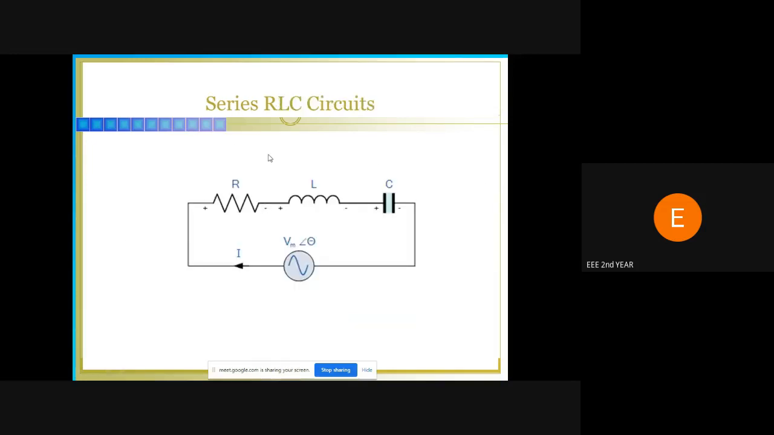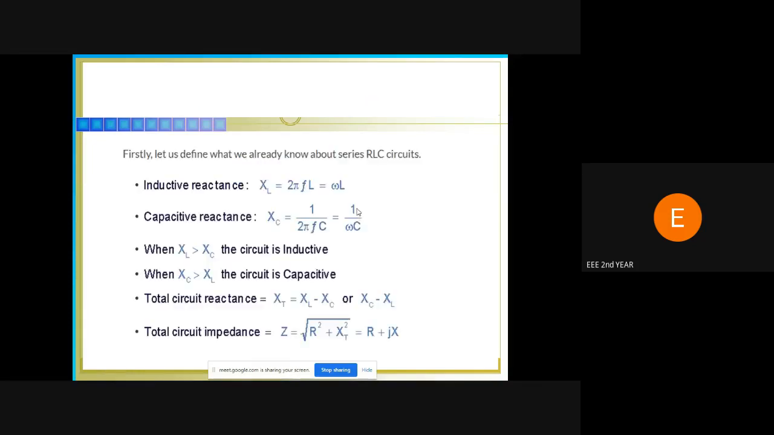So series RLC circuit, we just discussed some of the properties of the series RLC circuit. First, let us define what we already know about inductive reactance. We know inductive reactance is XL, XL is equal to 2 pi F L, which can also be called omega L. This is a very important formula which will be used in all aspects. In capacitive reactance, Xc is equal to 1 divided by 2 pi F C, that is 1 by omega C.